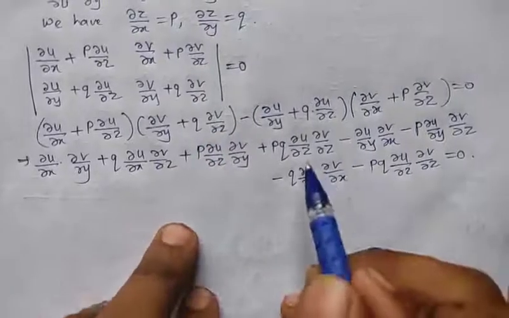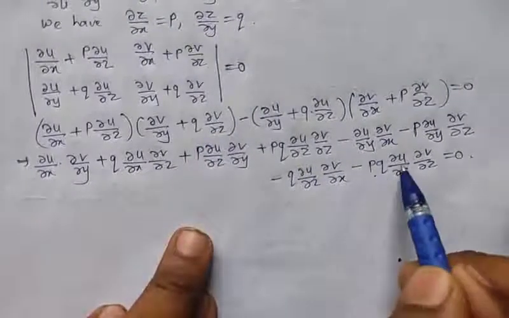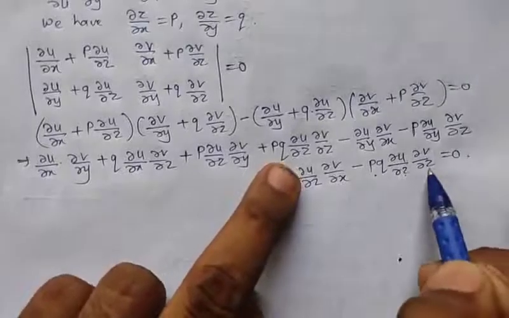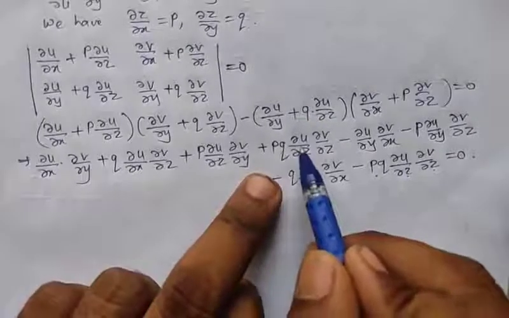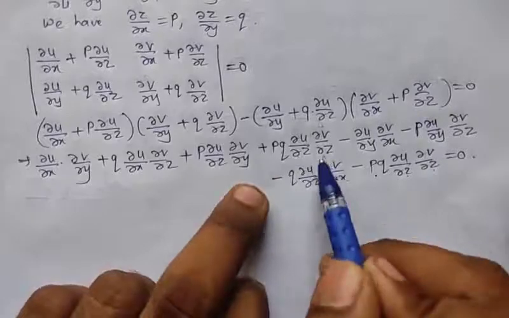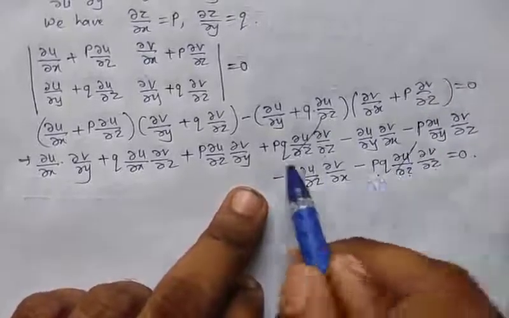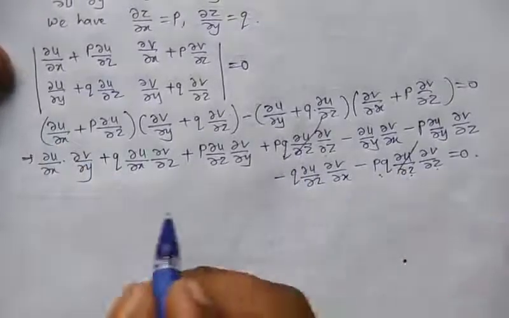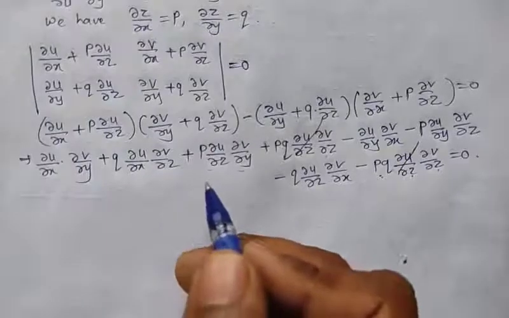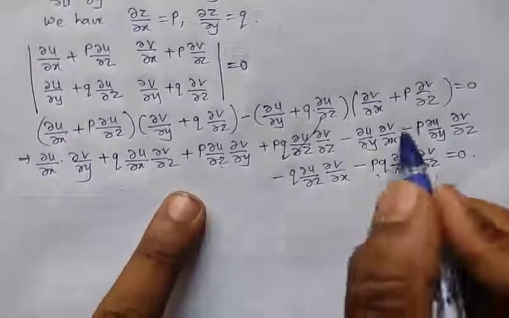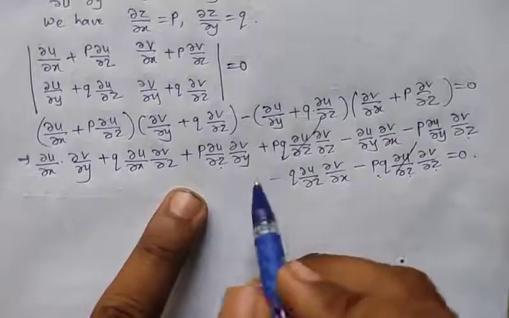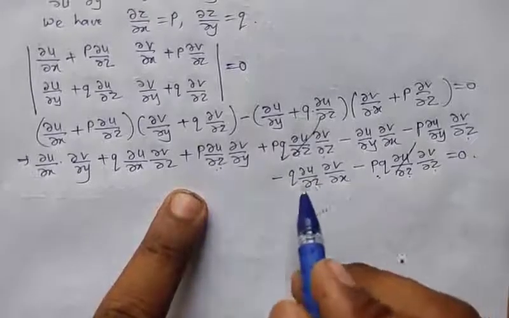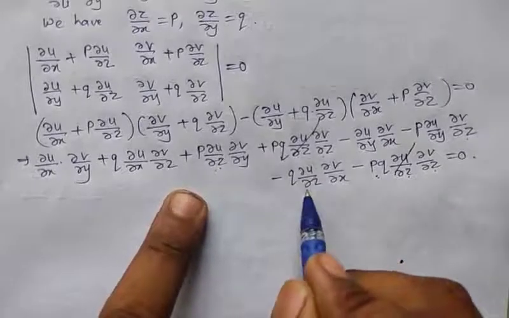Now let's see which terms will get cancelled. So minus pq into ∂u/∂z ∂v/∂z, and here pq into ∂u/∂z ∂v/∂z, both are the same, so plus and minus will get cancelled. So for the remaining terms, taking p outside, here are the p terms, and taking q outside, here are the q terms.